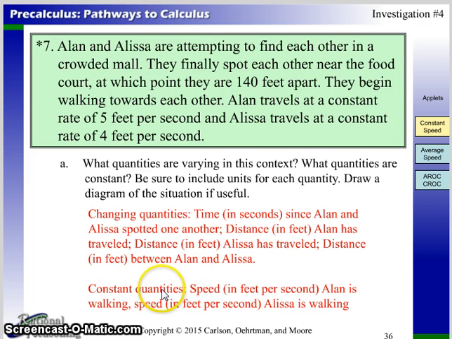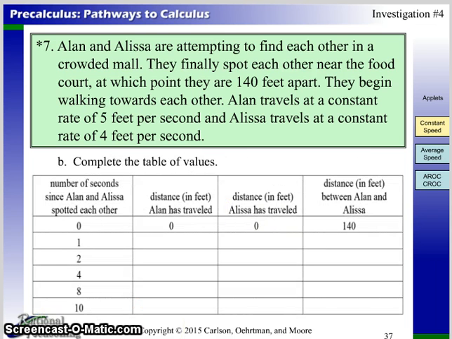Okay, now the constant quantities given: there was the speed of Alan, 5 feet per second, and the speed of Alissa, 4 feet per second, and somewhere we need to add that 140 feet apart when they spotted each other. Okay, let's switch this and see what the author would next suggest, that we just investigate the different values of some of these varying quantities.